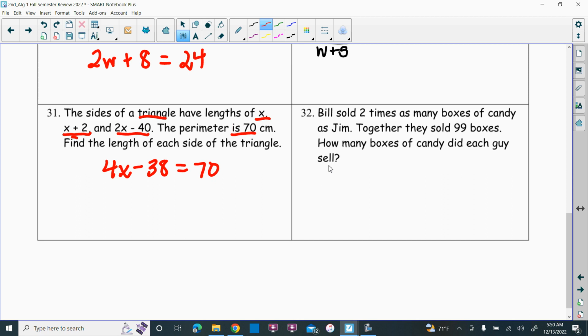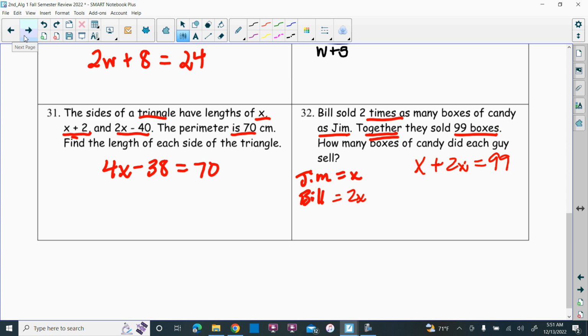Most people had questions about 32. It said Bill sold 2 times as many boxes of candy as Jim. Together, that's important, they sold 99 boxes. I don't know what Jim sold, so I'm going to make Jim x. Bill did 2 times that, so that would be 2x. Together they sold 99 boxes. So my equation here would be x, Jim, plus 2x, Bill, equals 99. And now you can solve that one. So that takes care of your word problems. Sorry, that was supposed to be Bill; it doesn't look like Bill.